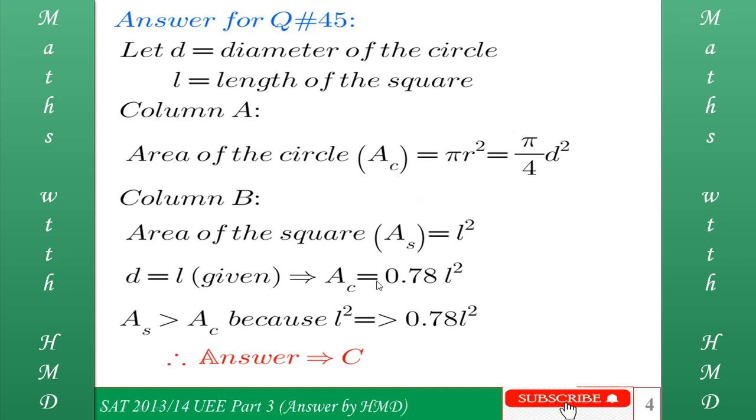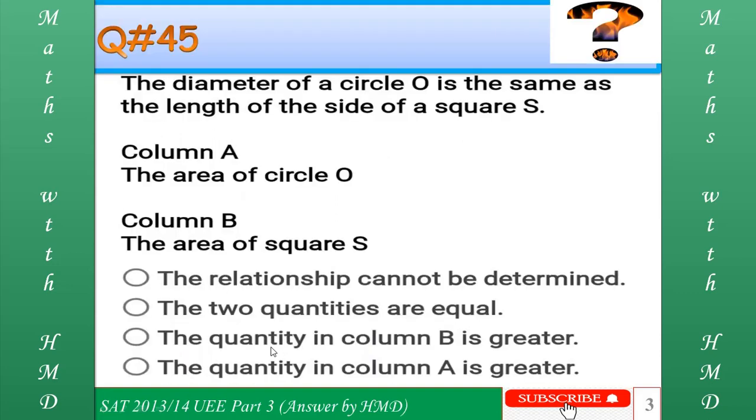This implies the area of the circle becomes pi over 4, which is 0.78. Actually, take pi as 3.14 and divide it by 4. It becomes 0.78 times D, which is similar to L, so L squared. If you compare this quantity and this quantity, the area of the square is greater than the area of the circle, because L squared is greater than 0.78 L squared, right? So generally the answer is going to be C.